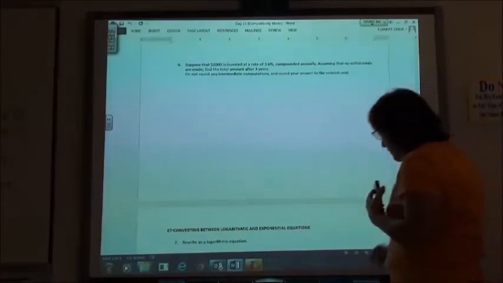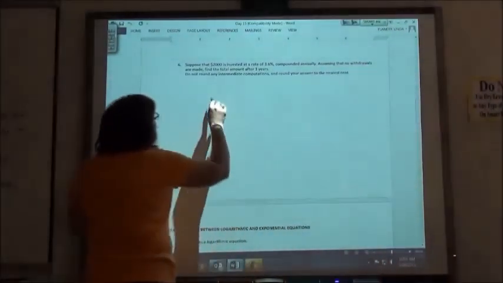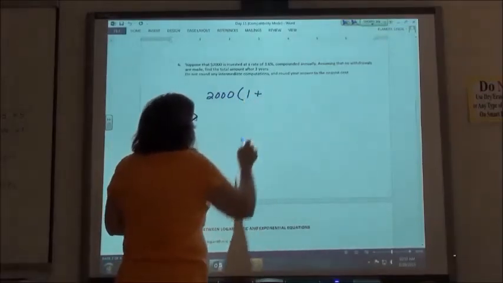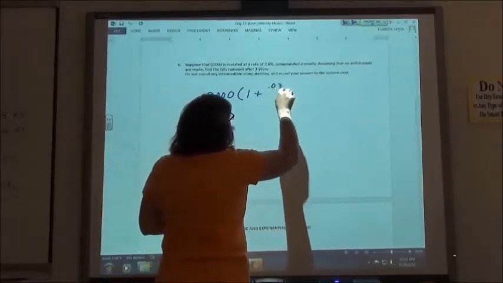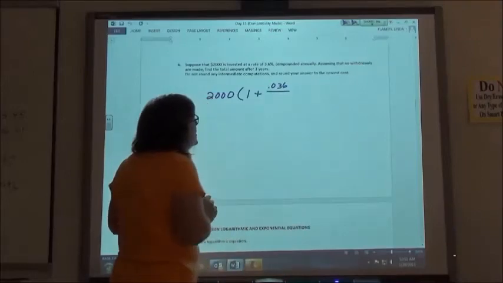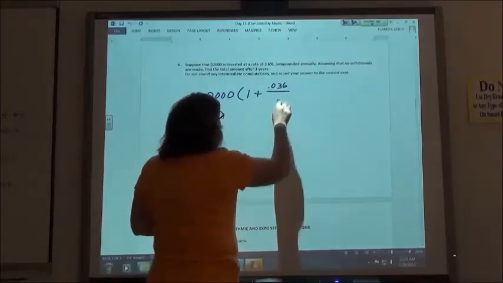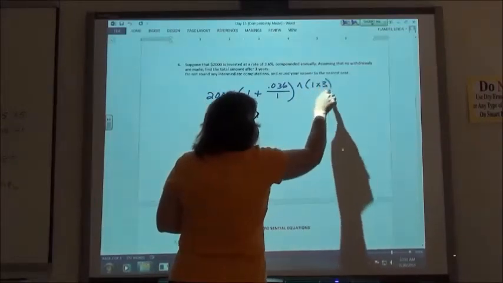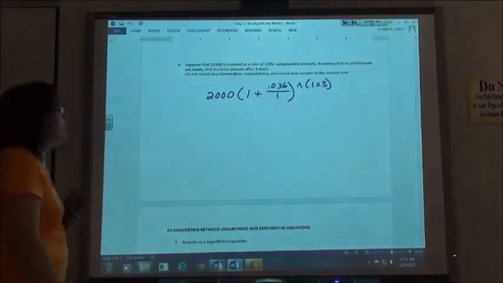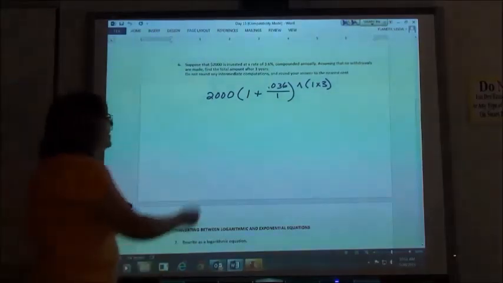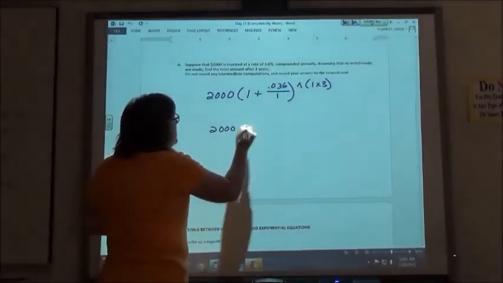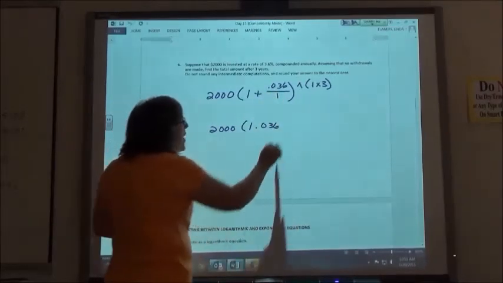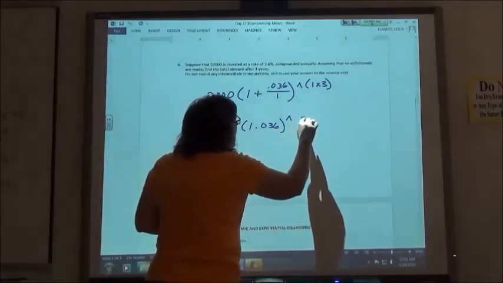So number 6, suppose that we're investing only $2,000. 1 plus my rate, 0.036, 3.6%, compounded annually, so once a year, and 1 times 3. Since this one's compounded annually, you can see if I simplified this, 2,000 times 1.036, since that's divided by 1, to the 3rd power.